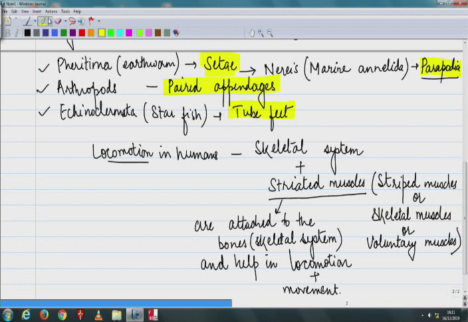We do need to have a system, isn't it? We do need a system that is going to support my locomotion and movement. And that system is what? That system is basically the skeletal system, that is the bone part of your body. And to the bone part, we have muscles attached. And what are those muscles? Those muscles are striped muscles, also called striated muscles, also called skeletal or voluntary muscles. Fine, I guess it must be clear. Nothing much complex till now.